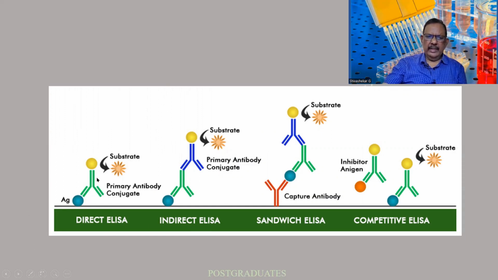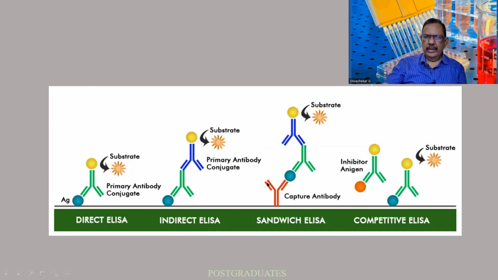There is an antigen in the well, and then there is an antibody to which the substrate is being attached and identified. Indirect means initially there is an antibody, and then there is an antibody to the antibody, a primary and a secondary antibody. Finally, there is a substrate. So this is called an indirect ELISA, something similar to your indirect Coombs test.